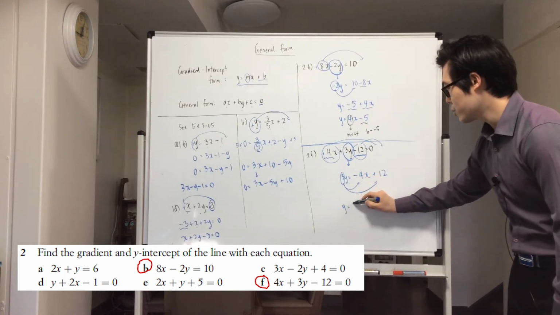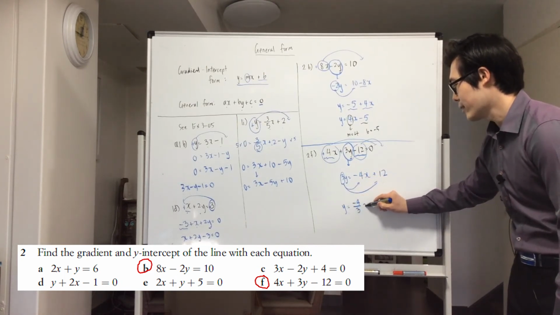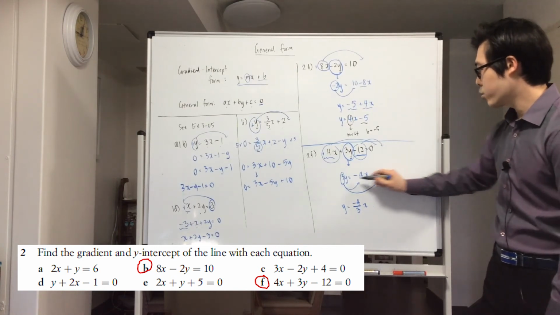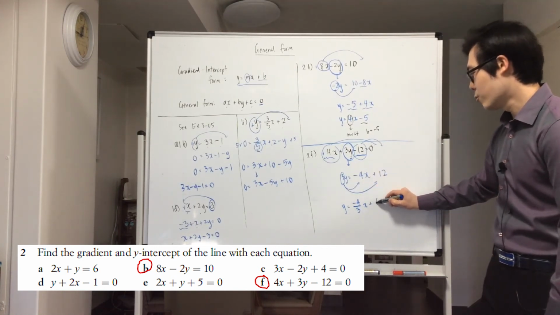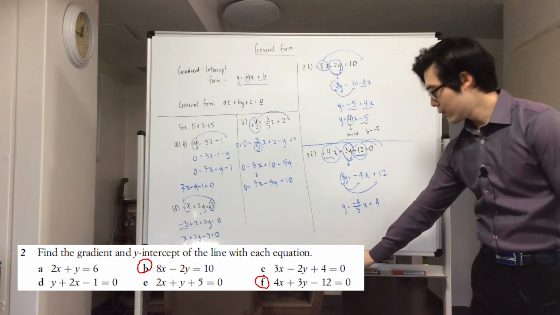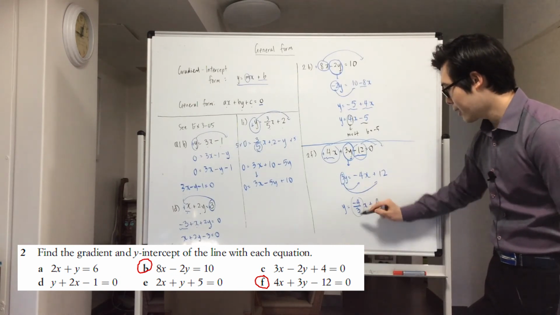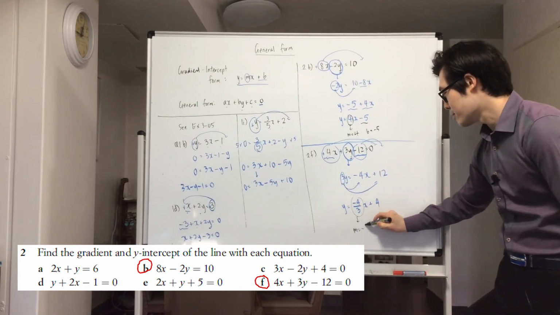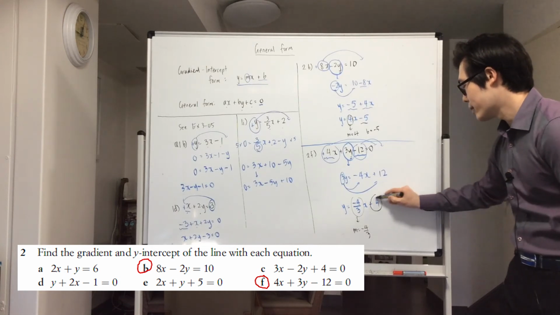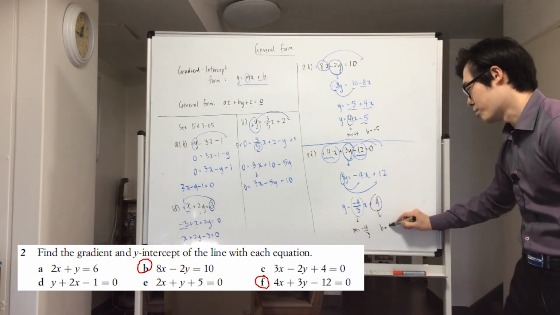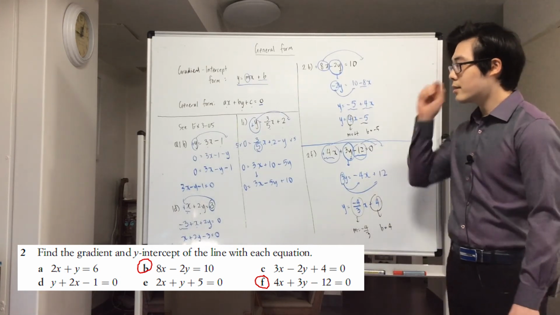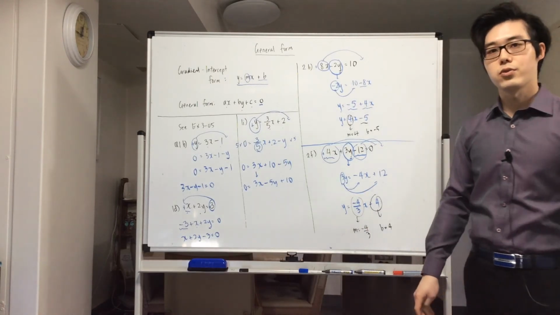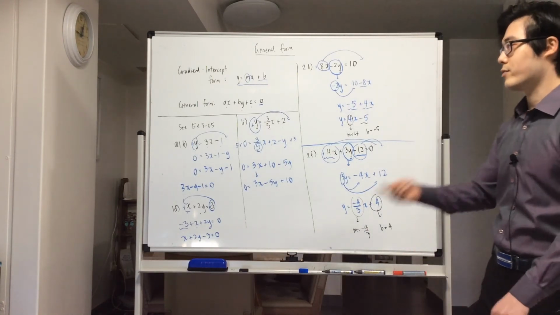So y is equal to minus 4 over 3. I can't divide it, so just write it as a fraction. And 12 divided by 3, that is 4. Okay. Once you've got that, you can clearly see the gradient is minus 4 over 3 and the y-intercept is 4 or positive 4. Okay. So this is how you change from general form to gradient intercept form or vice versa.